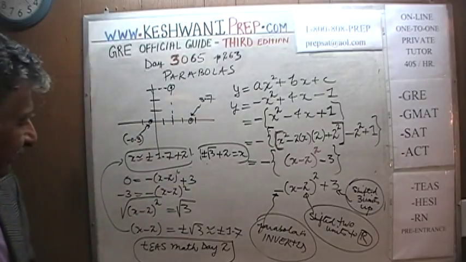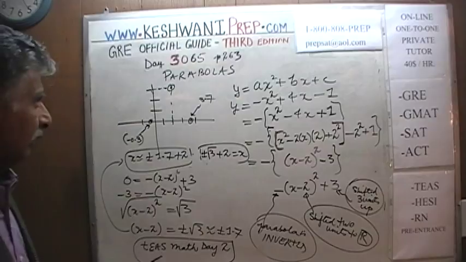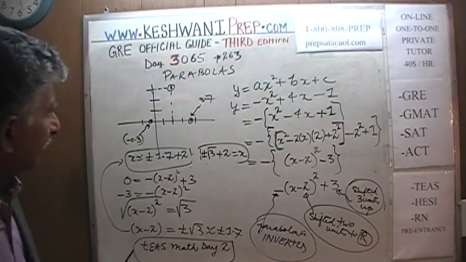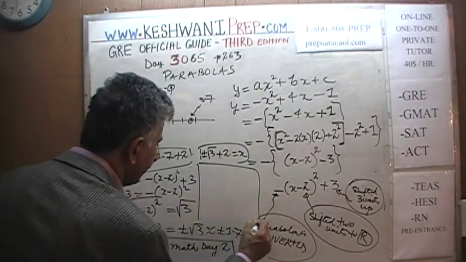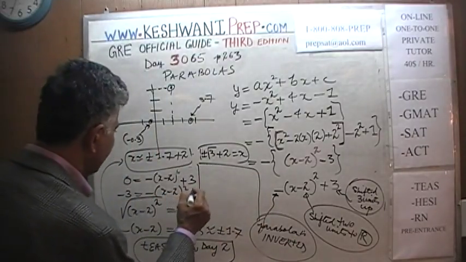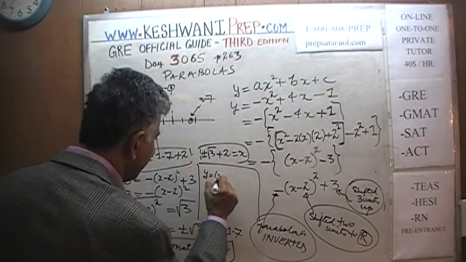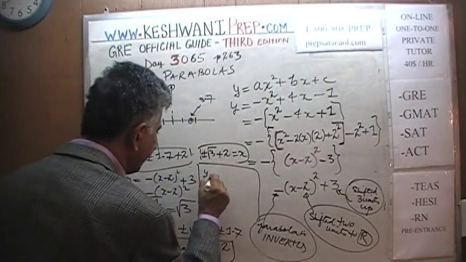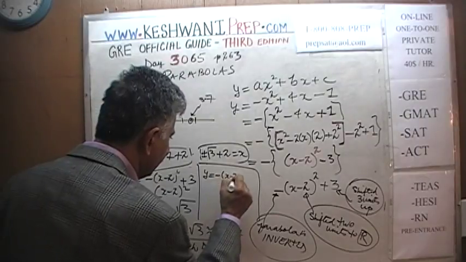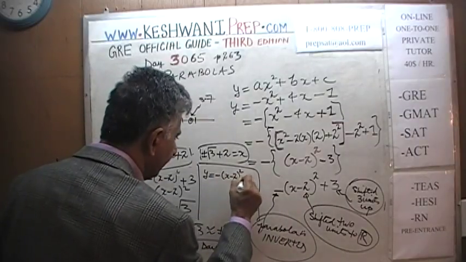Where does it cut the x-axis? Well, it's very straightforward. Where can we do it? We can squeeze it right here. The equation is y is equal to negative (x minus 2) whole squared plus 3.